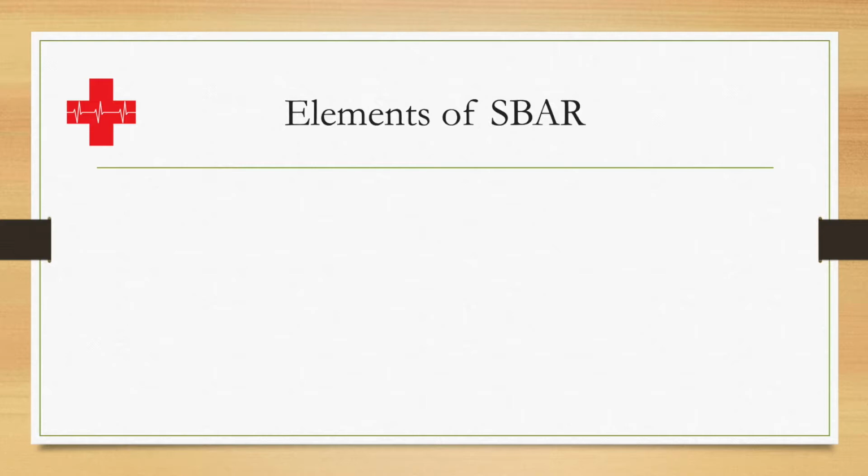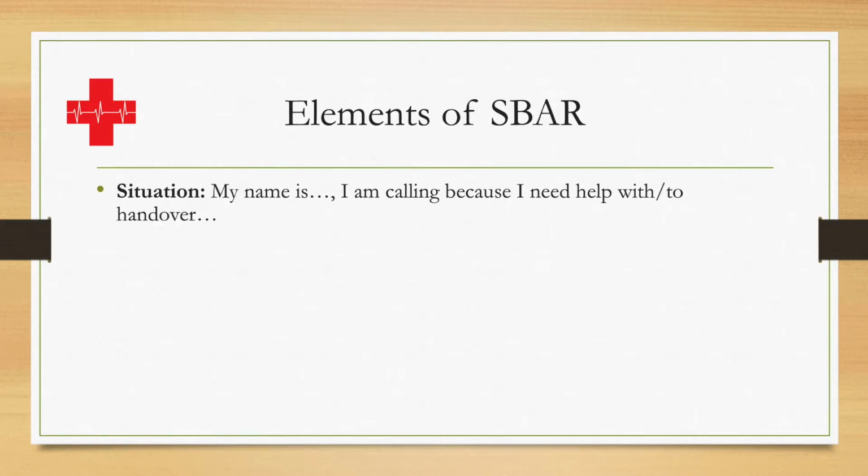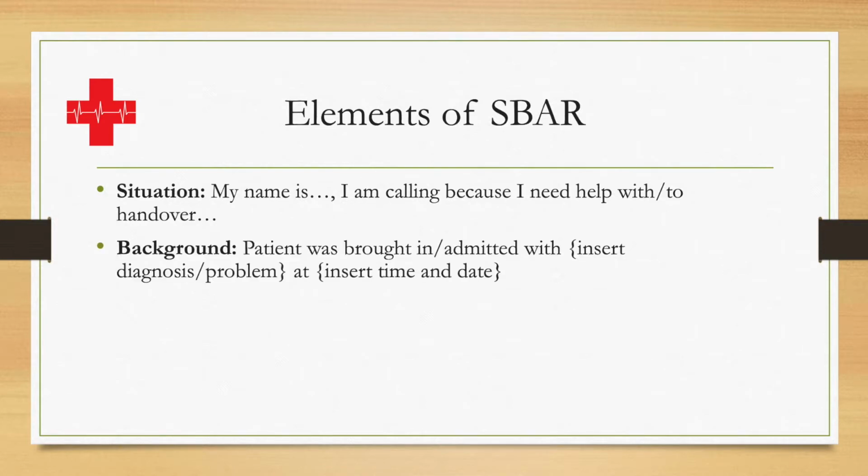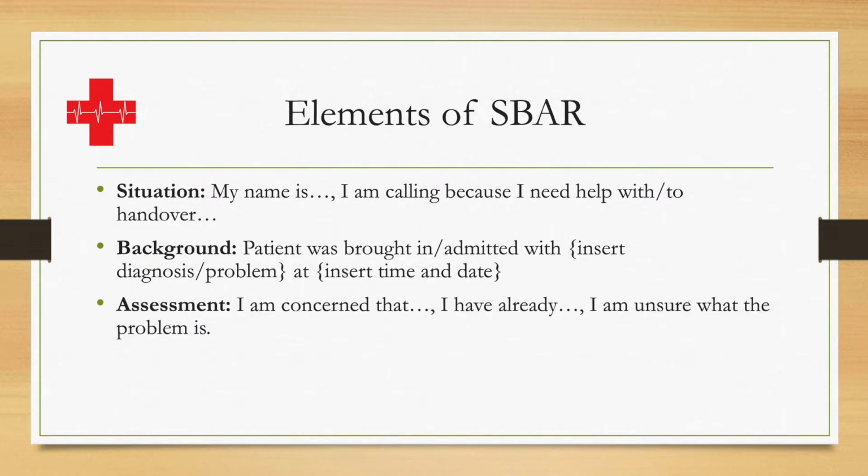So what are the elements of SBAR? There are 4 elements, as the 4 letters suggest. So S stands for situation. That is where you present the situation and who you are. So, hello, my name is, and I'm calling because I need help with, or I need to hand over a patient, or whatever the situation may be, and why. The background is the details of the why. For example, why was this patient brought in? How did the patient get here? What is the current problem? And when did this all start or occur?